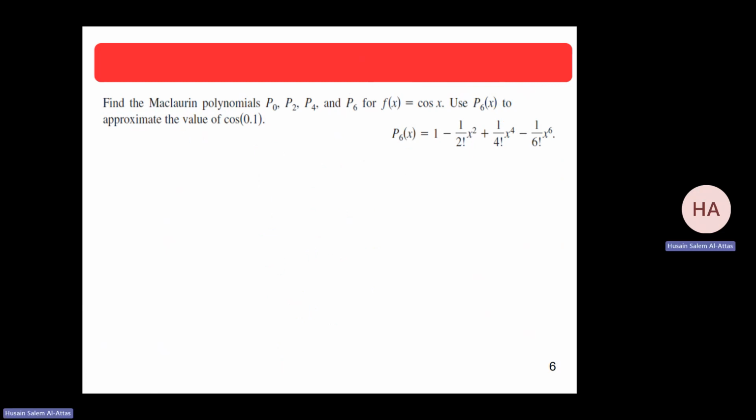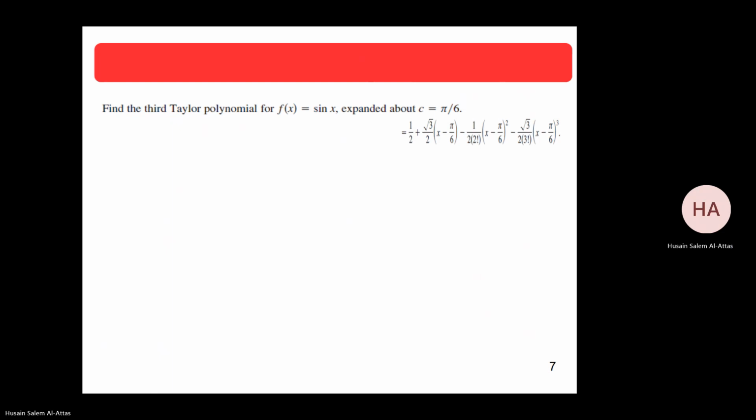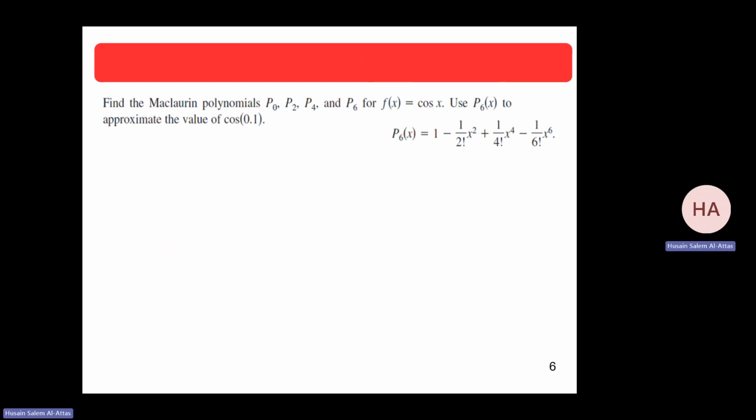Find the Maclaurin polynomial for this function, cosine x. Okay, I want Maclaurin. And it means what? c equal to what? 0. Okay, so I have f of x equal cosine x. f prime equal minus sine. f double prime equal minus cosine.